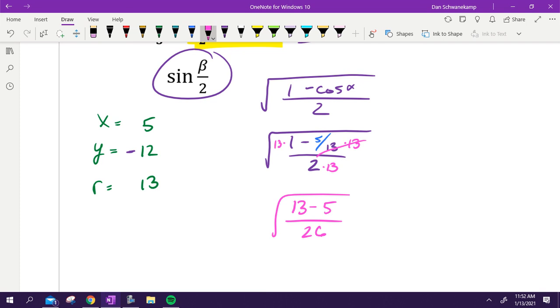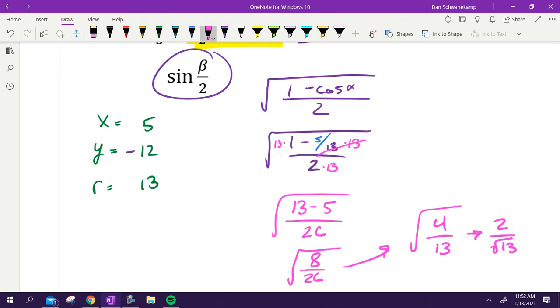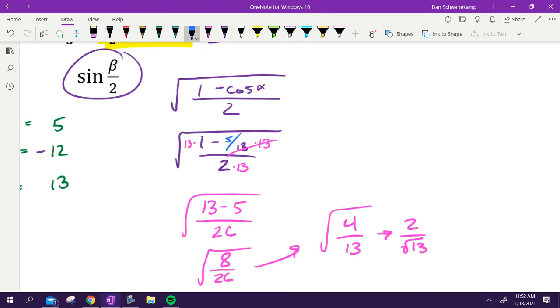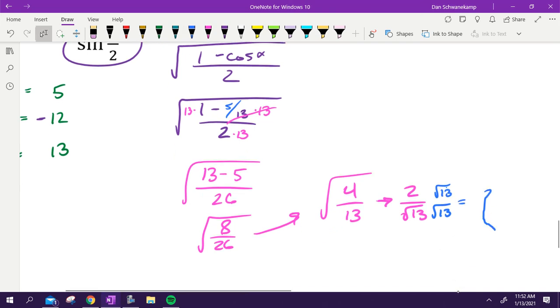What's 13 minus 5? 8. It's 8 over 26. Can I reduce 8 over 26? 4 over 13. I'm still square rooted. What's square root of 4? 2. What's square root of 13? Oh no. I've got a square root of 13 on bottom, but that's okay, because all you got to do is multiply top and bottom by square root of 13. Is that ugly? Absolutely it's ugly, but it's just a matter of using your brain and figuring out the best way to get there. There's other right answers that aren't exactly the same. That's the best simplified answer. Questions?